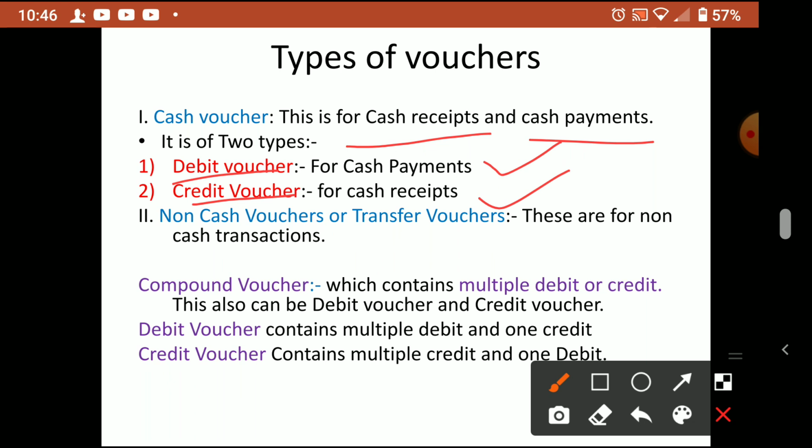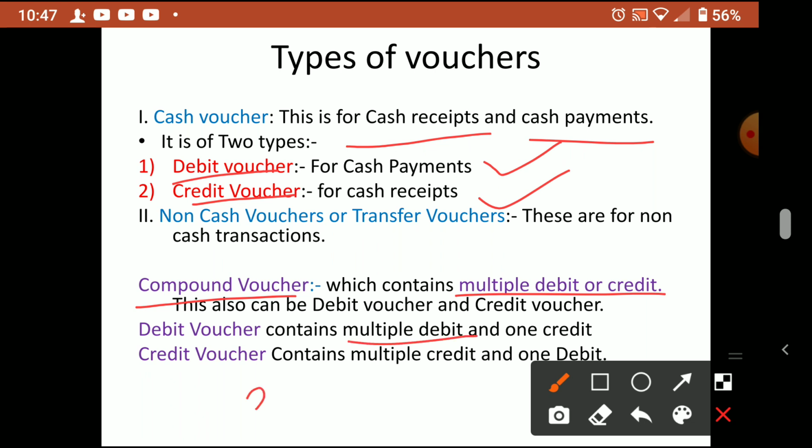Next is the compound voucher. Compound voucher means there may be multiple debits or credits. Sometimes more than one debit or more than one credit comes, and we can combine and write them. That is called a compound voucher. In this we can have a debit voucher containing multiple debits and one credit.